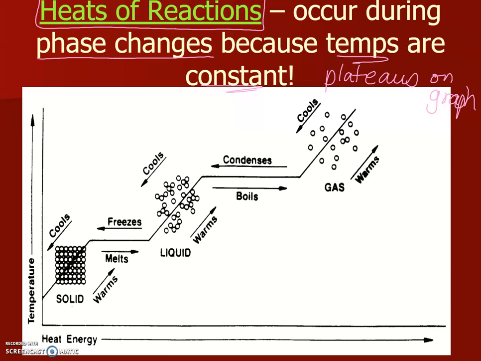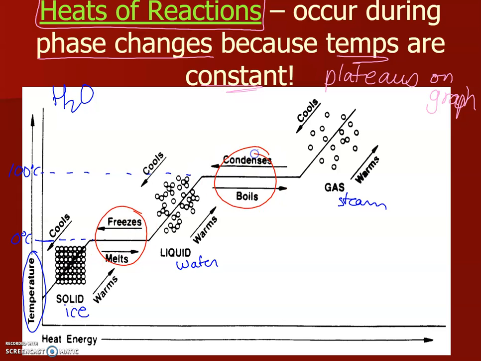So here you see the heating curve of H2O again. Solid H2O is going to be our ice, all tightly packed together here. Liquid H2O is going to be our water, and gaseous H2O is going to be our steam. The temperatures are here on the y-axis. It's going to freeze at 0 degrees Celsius, and it is going to boil at 100 degrees Celsius. And we see the freezing and melting, condensing, boiling constants, our plateaus right here.